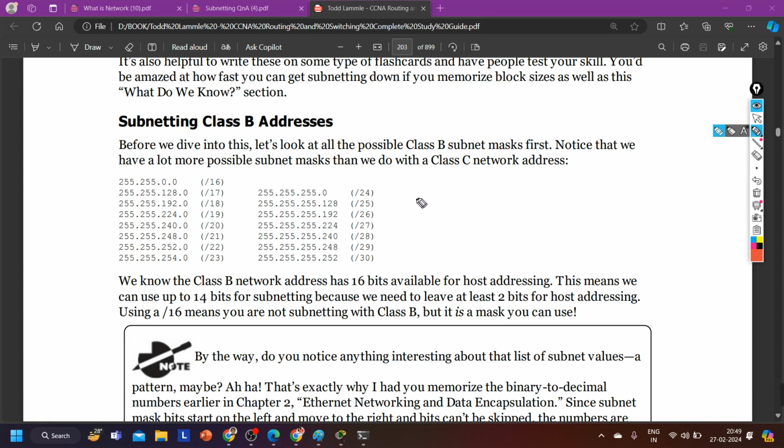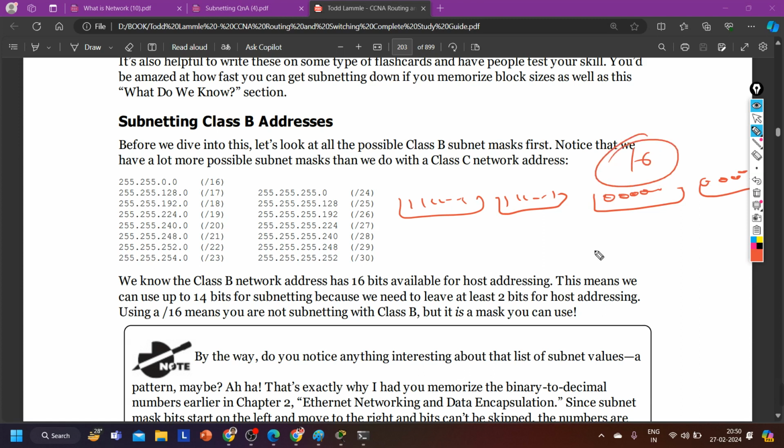For class B guys, see, in the first octet all bits are 1, in the second octet all bits are 1, in the third octet all bits are 0, and in the fourth octet all bits are 0. So I can borrow up to 16 bits. Yes or no? 16 bits.